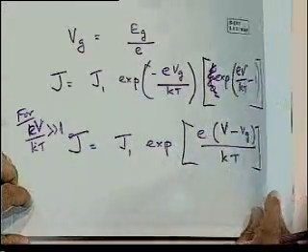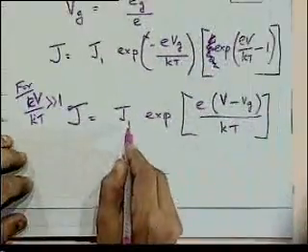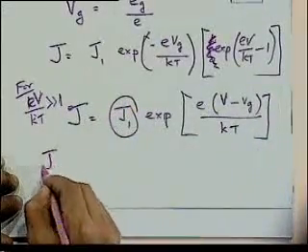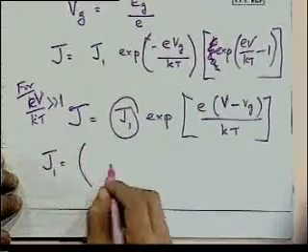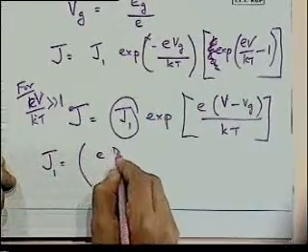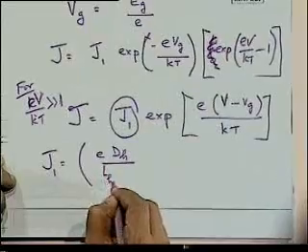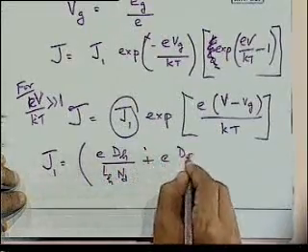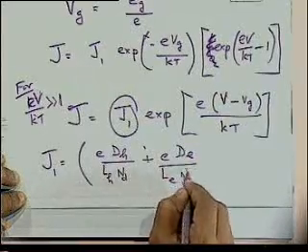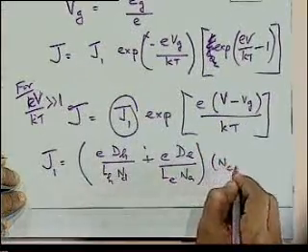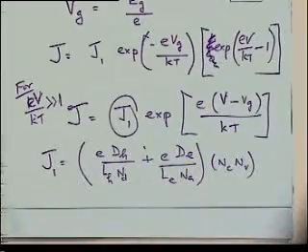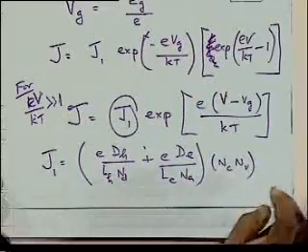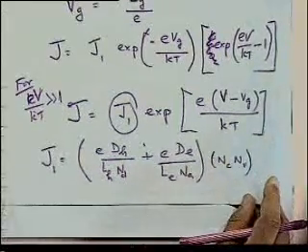Incidentally, J1 that we have here is another constant that clubs together a few other terms. So we can write J1, which is not the same as Js0, as e Dh by Lh Nd plus e De by Le Na, times Nc Nv. Because now we have substituted for Ni in terms of Nc and Nv and Eg, we get this expression.